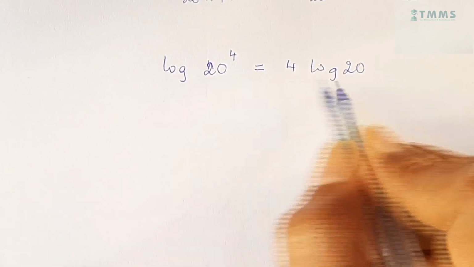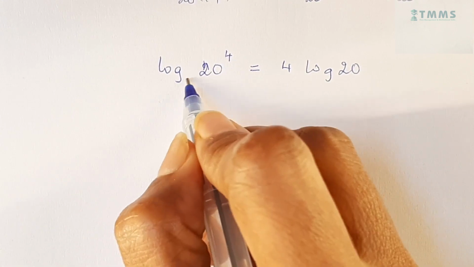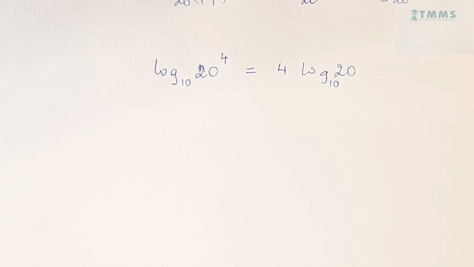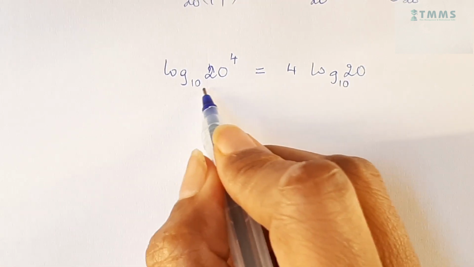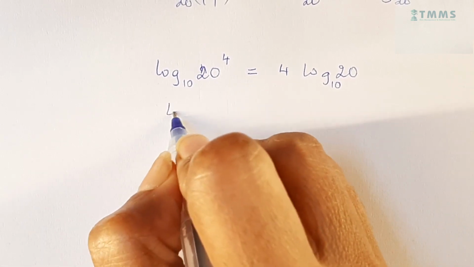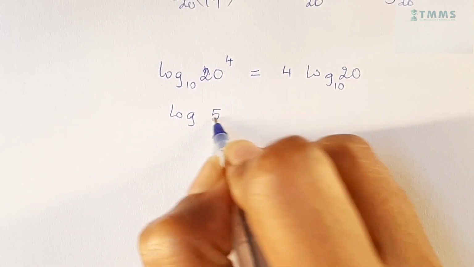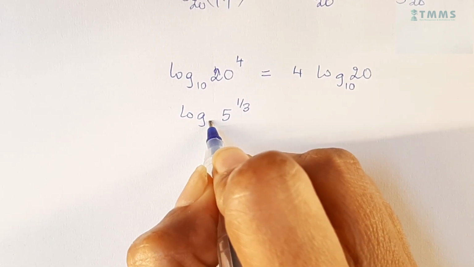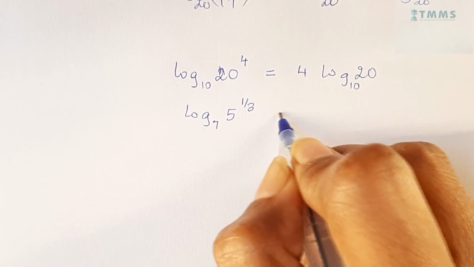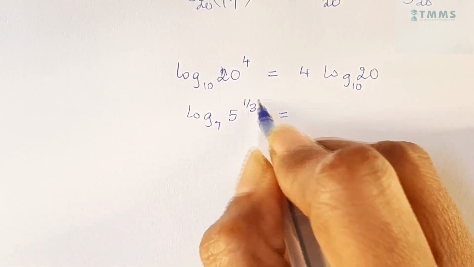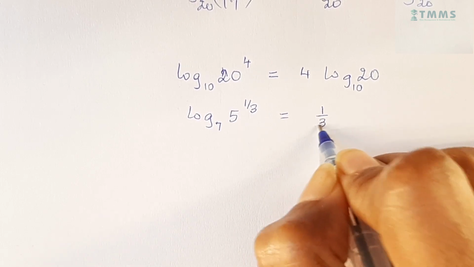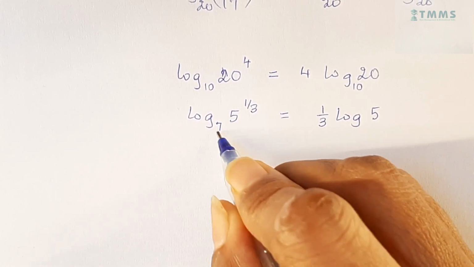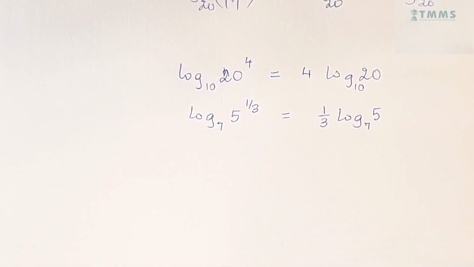Now I have not written any base here. When I don't write the base here, that means it is common logarithm with the base of 10. Anytime the base is 10, remember it becomes common logarithm and we don't really have to write this base. Let's take another example. Log 5 to the power 1 upon 3, and let us take the base as 7. Okay, so that will be now this power becomes 1/3 log 5. It becomes the coefficient here and the base will remain the same.